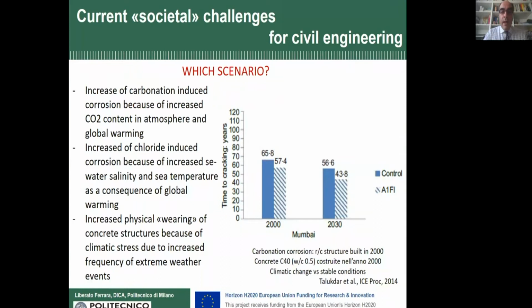Well, we have to face climate change. For example, this means that we will have increased CO2 content in the atmosphere, global warming, which will increase the carbonation risk of structures, increased chloride-induced corrosion because of increased water salinity or sea temperature, and increased physical wearing of structures. In this graph, in a study made at University of British Columbia some years ago, they compared the expected service life in a city like Mumbai, but where other big cities like it in the study, built in 2000 and built in 2030. So the expected service life, just because of the climate change condition, is going to be reduced as a matter of time.